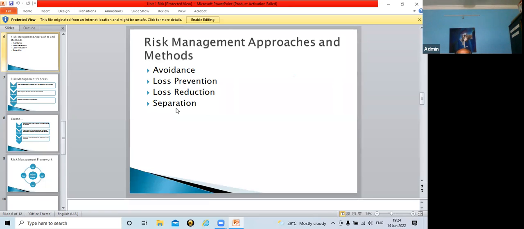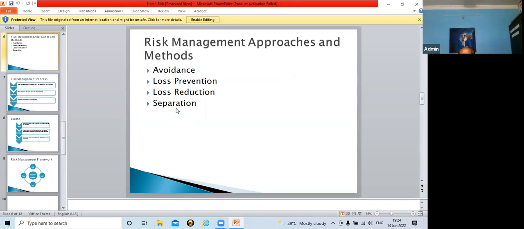Now, from the examination point of view, at Savitribai Phule Pune University, there may be a question that asks you to discuss risk management approaches and method. So please remember these four methods: avoidance, loss prevention, loss reduction, and separation. Whatever example I have shared with you, you may quote it, or if you feel your own example is relevant to that area, that is also appreciated. You can quote your own example also. Again, I repeat, there are four approaches and methods of risk management: avoidance, loss prevention, loss reduction, and separation.